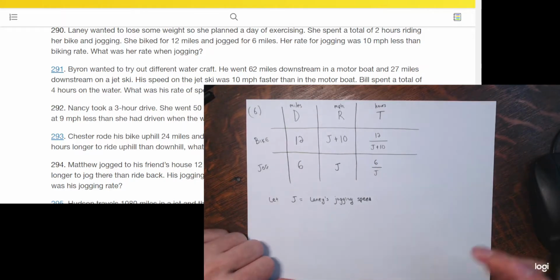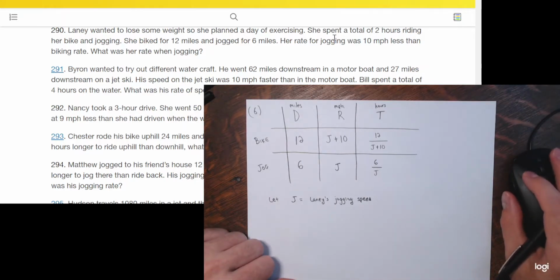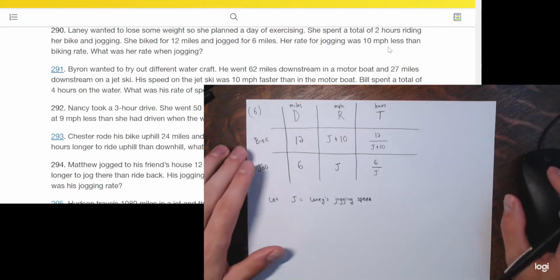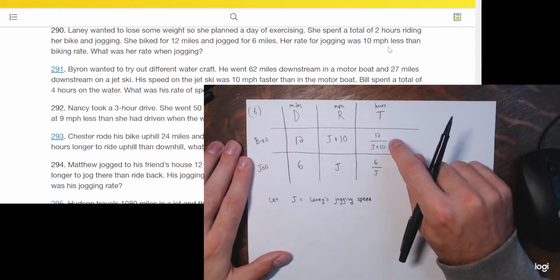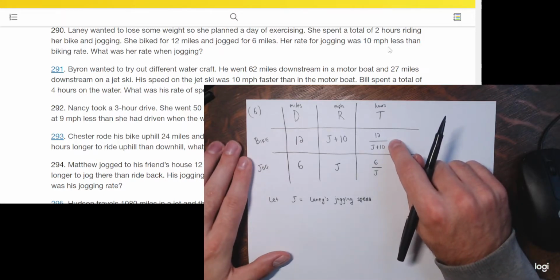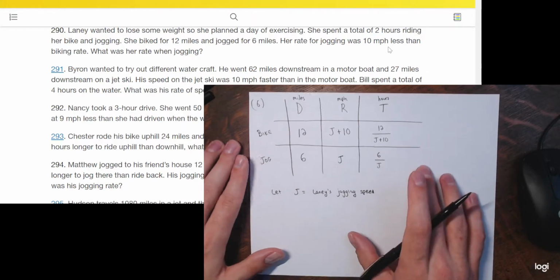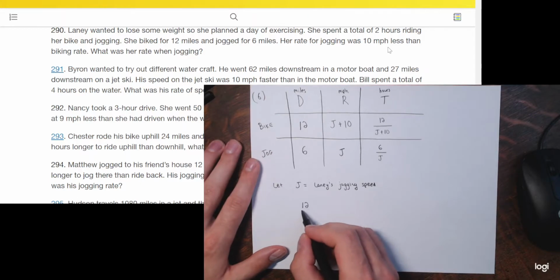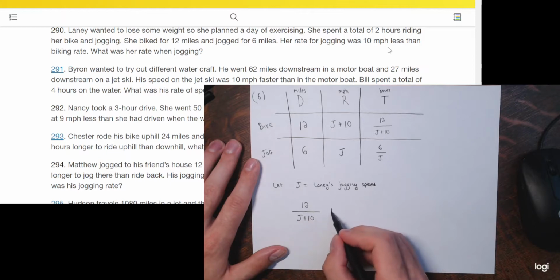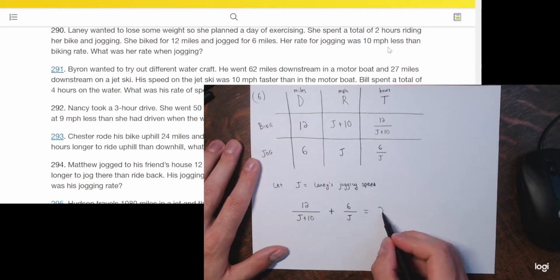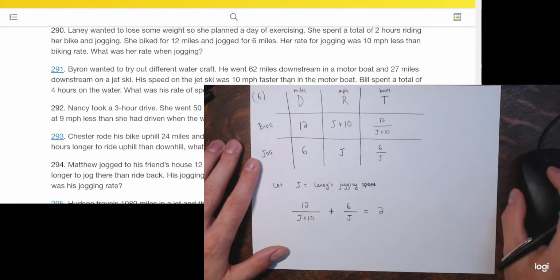And it also says she spent a total of 2 hours doing these things. So like in question 5, the time biking plus the time jogging will be equal to 2 hours. So there's the equation. The time biking, 12 divided by J plus 10, plus the time jogging, 6 divided by J, equals the 2 hours. And we'll solve this equation.